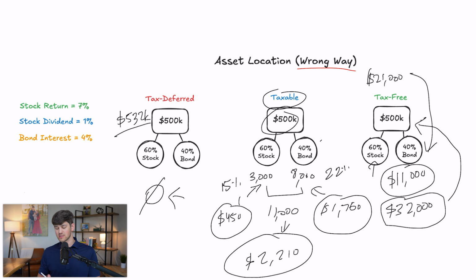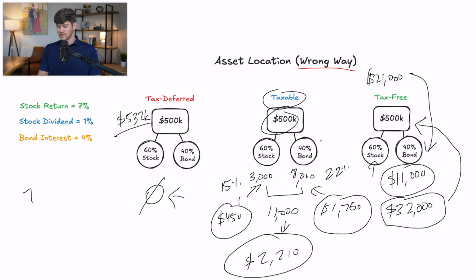Okay, so the total taxes in this scenario is going to be $2,210 in year one, and we had a total of about $72,790 of growth. So that's the total amount of growth after 1 year at these particular rates.